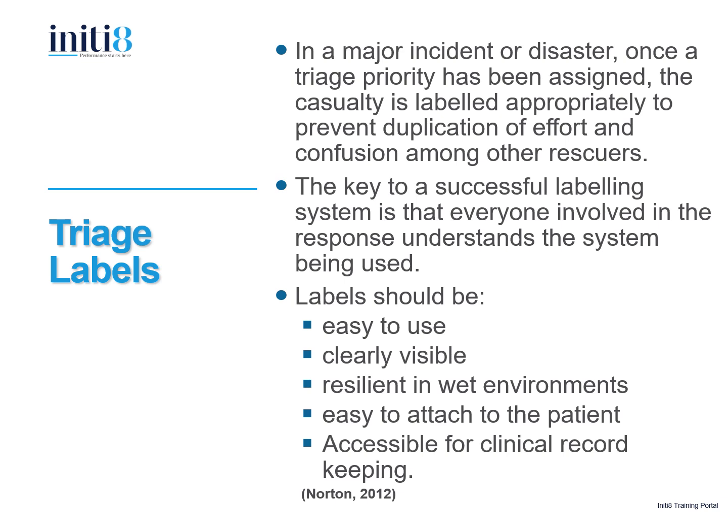In a major incident or disaster, once a triage priority has been assigned, the casualty is labelled appropriately to prevent duplication of effort and confusion among other rescuers. The key to a successful labelling system is that everyone involved in the response understands the system being used. Labels should be easy to use, clearly visible, resilient in wet environments, easy to attach to the patient, and accessible for clinical record keeping.